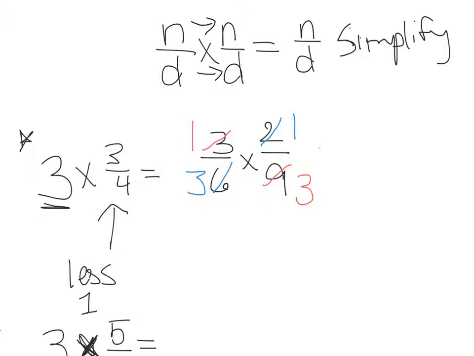Then I would multiply straight across like normal. 1 times 1 is 1, and 3 times 3 is 9. And that's the simplified version of the answer. Had you just multiplied straight across, you would have had a bigger product that you would have to simplify, using both the numerator and denominator.